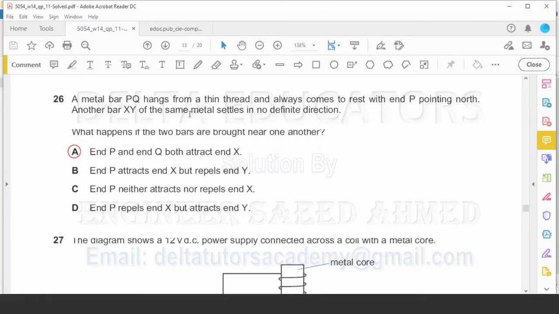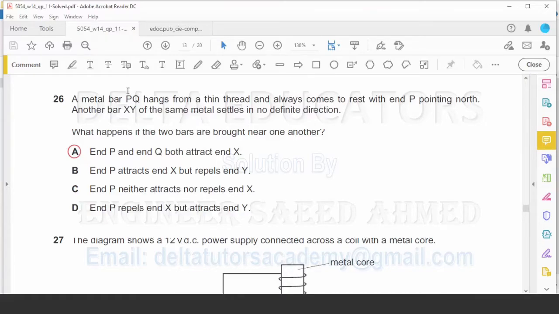Now we will read our option. What is asked here? What happens if the two bars are brought near one another? Option A, P and Q both attract X. Yes, it is the correct option. Here XY is a temporary magnet and PQ is a permanent magnet.